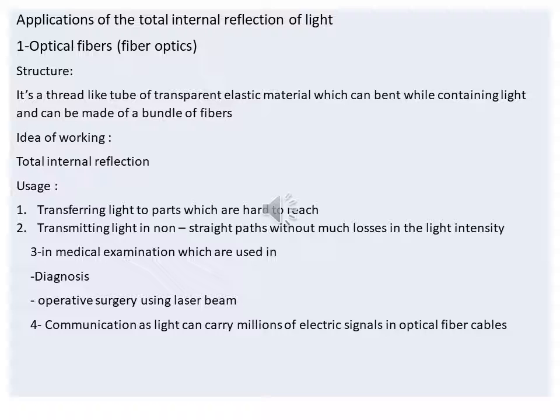Applications of total internal reflection. Number 1, optical fiber or fiber optics. Its structure is like a tube of transparent flexible material which can be bent while containing light, and can be made of a bundle of fibers, and it depends on total internal reflection. It's used for transferring light to parts that are hard to reach and transmitting light in a non-straight path without losing a large amount of light intensity.